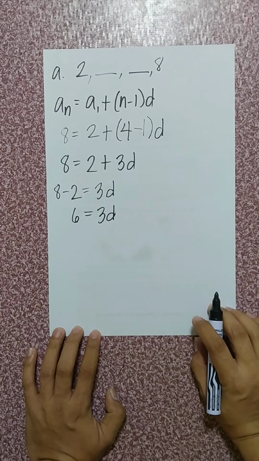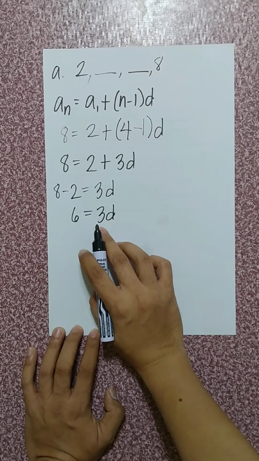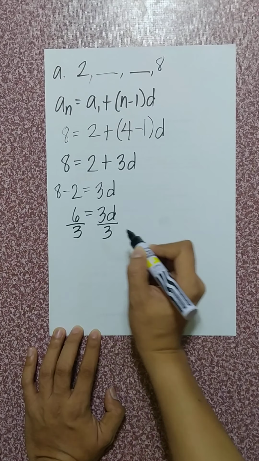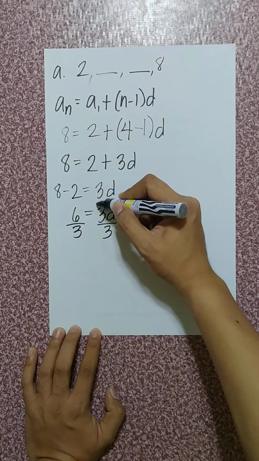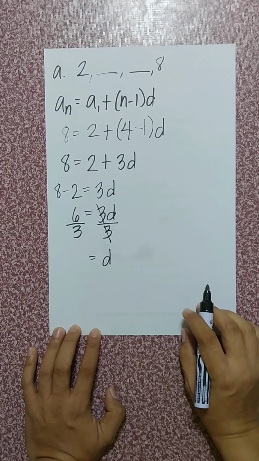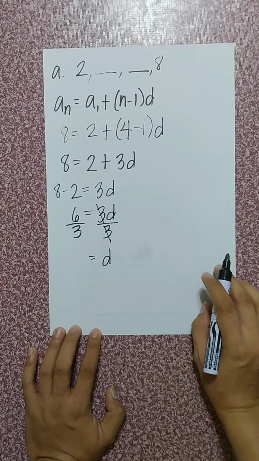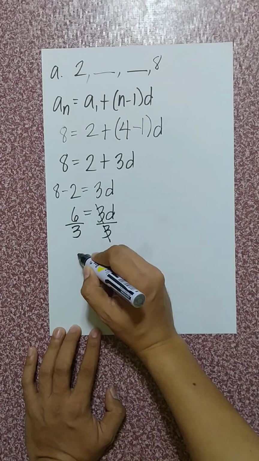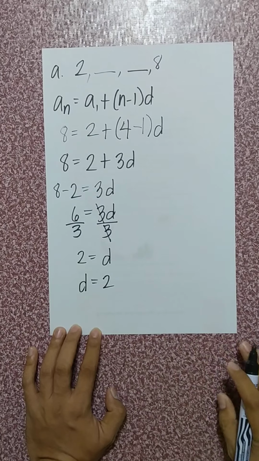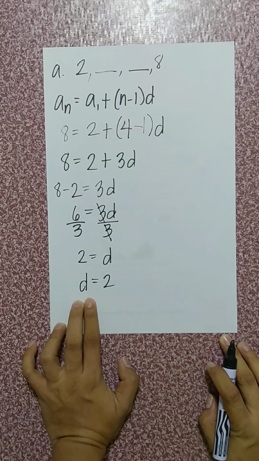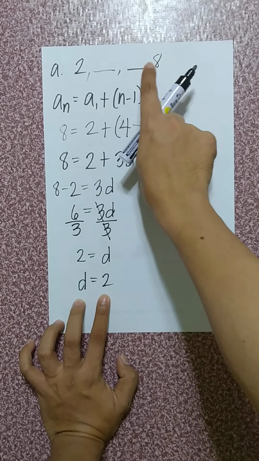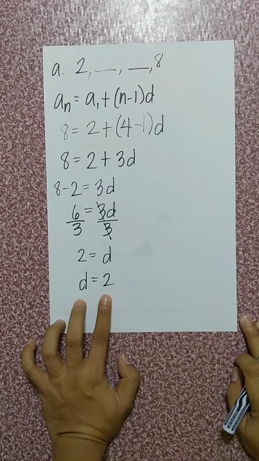Again, ang hinahanap natin ay d, yung ating common difference, so we need to eliminate 3 by dividing it by 3. So we're going to cancel 3. So matitira na lang dito ay d. And then sa left side, we have 6 divided by 3, we have 2. So by symmetric property, we can write d equals 2. Ngayon, alam na natin yung ating d, the common difference, which is 2. So mahahanap na natin kung ano yung mga numbers dito sa ating sequence, yung ating arithmetic means.